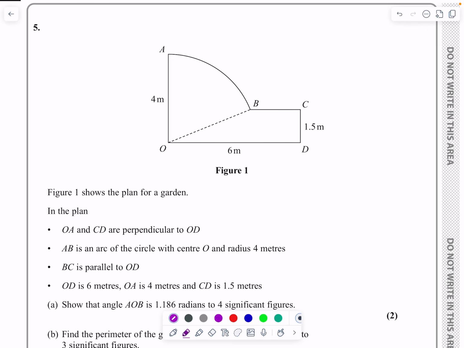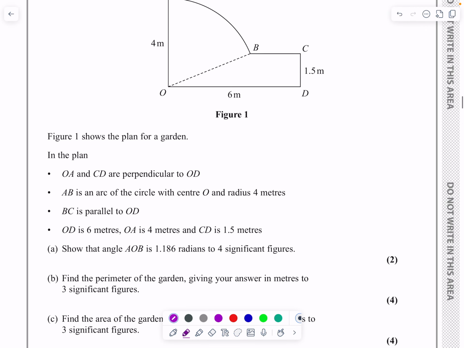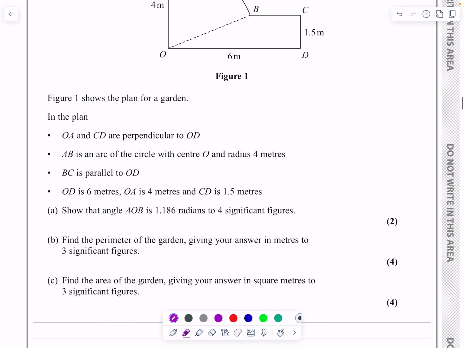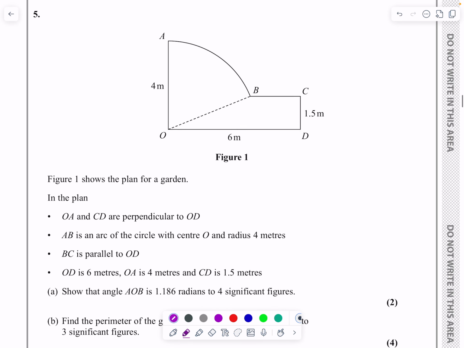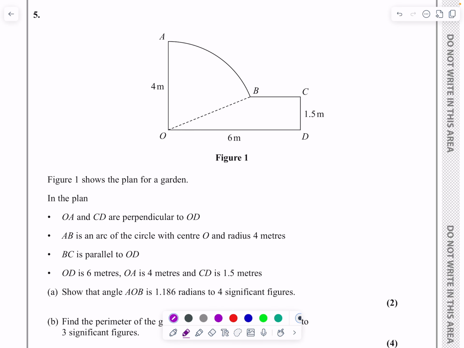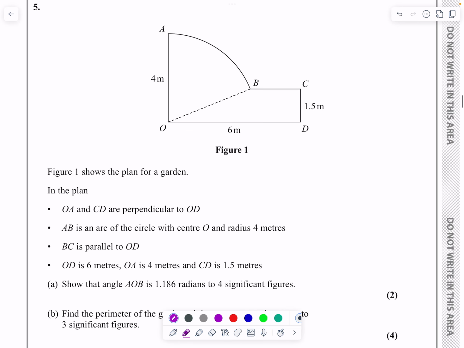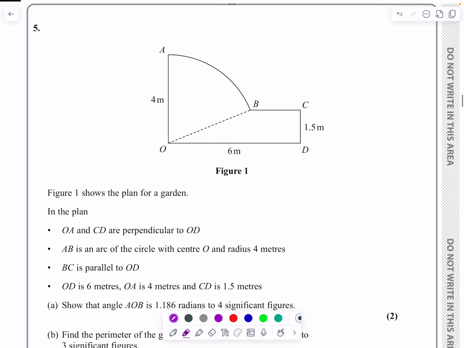Okay, this is the P1 paper from June 2023. It's question number 5, and as we can see by looking through this question, it's a radians question. We're going to be working out arc lengths, we're going to be working out areas of sectors, etc. Always a really good idea to read these questions.